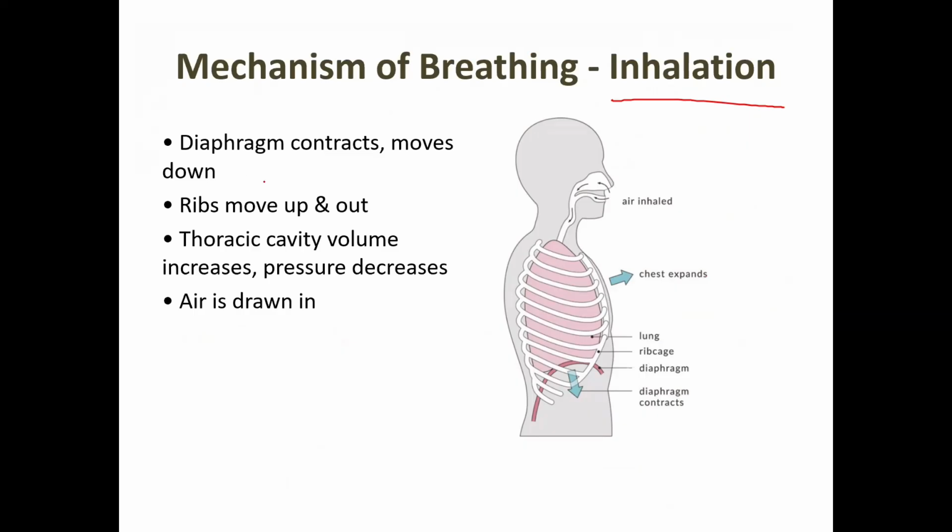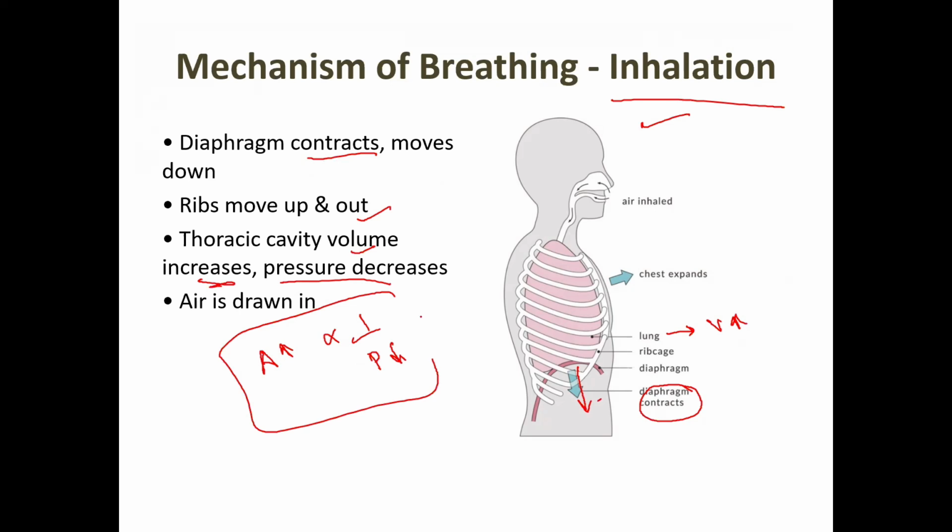First, understand inhalation. The diaphragm contracts. We already discussed contraction and relaxation. So for inhalation, the diaphragm contracts, right? It comes downwards, it flattens. So the lungs increase their volume. The ribs move up and out. Thoracic cavity volume increases. Why? Then the pressure decreases, because we know that if the area increases, the pressure decreases. This is a law of physics, and air is drawn in.